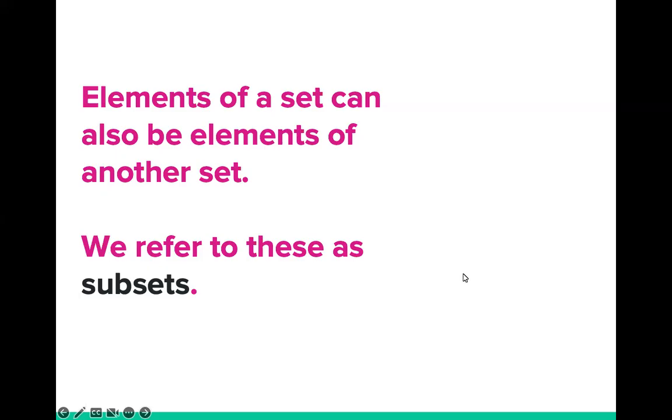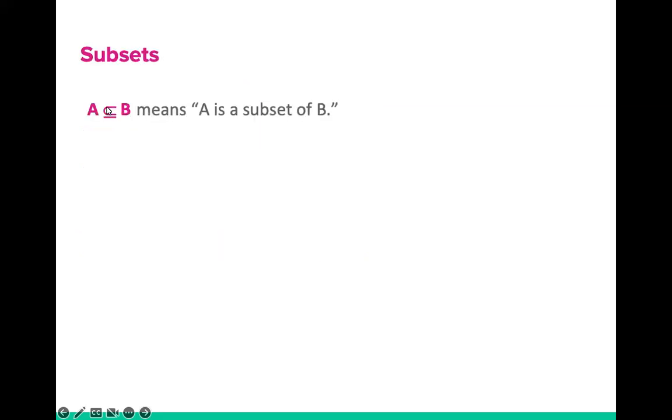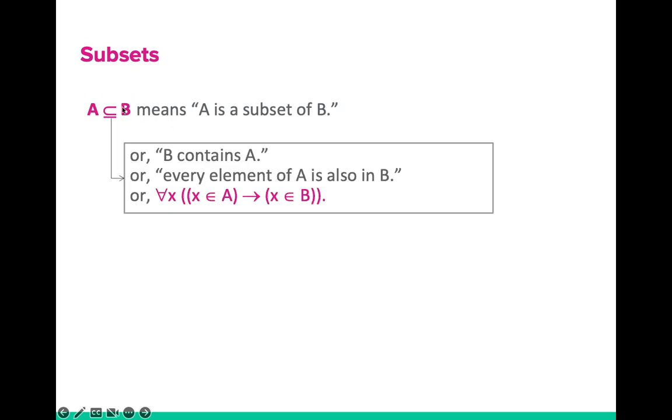So the elements of a set can also be elements of another set, and we refer to these as subsets. If we have this certain notation, it means that A is a subset of B. That essentially means that set B contains set A, or that all elements of A are also in B. Expressing it using quantifiers, we have: for all x, if x is in A, then x is also in B.